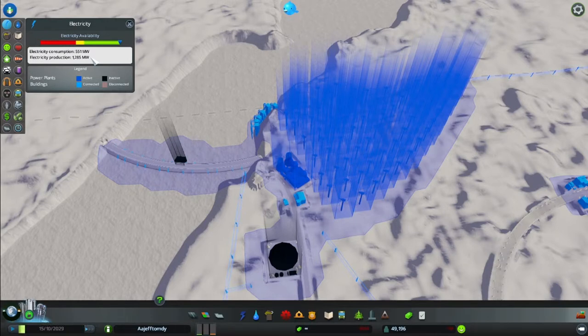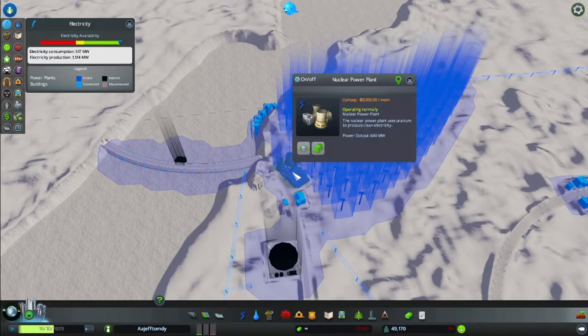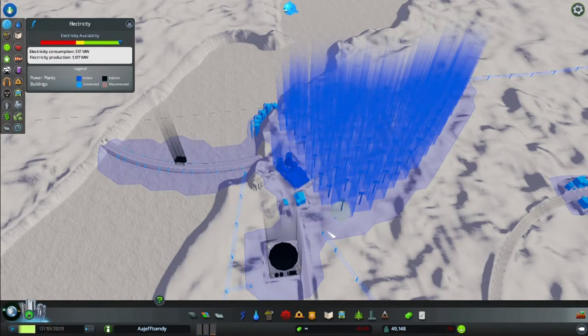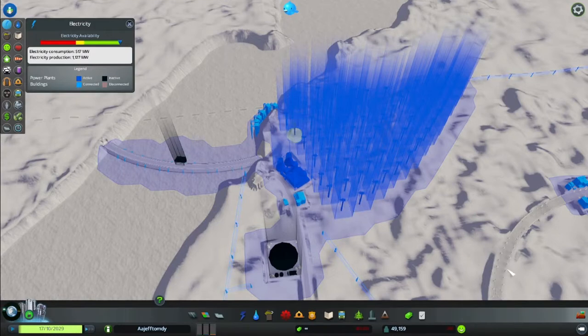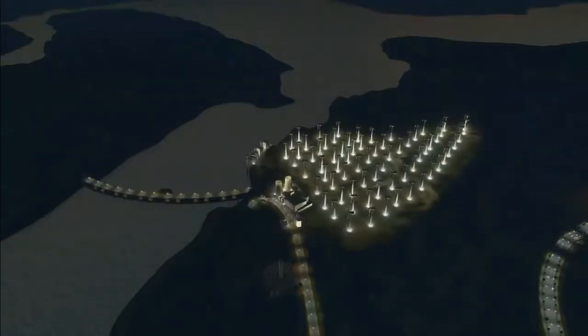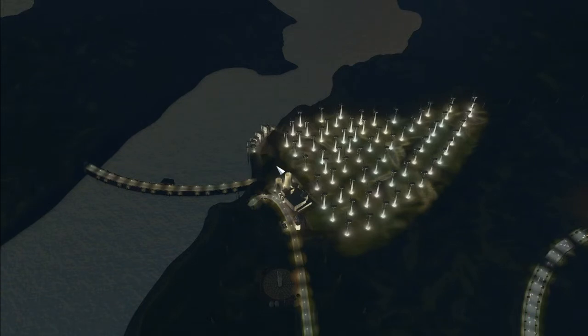We have a production well over 2 times that, 1,225 megawatts right now. We have a nuclear power plant that takes up about half of our consumption, 640 megawatts, and then we also have an area of solar panels which is 160 megawatts during the day, and then our wind turbines take up the rest of our energy. And so, yeah, we can get a pretty efficient power usage to all parts of our city.